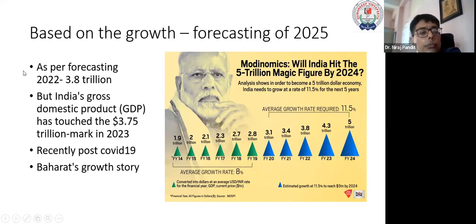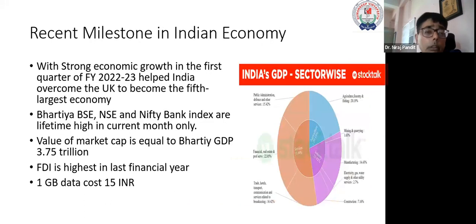So now see the current forecast in 2022: 3.8 trillion, but India's gross domestic product touched the 3.75 trillion mark in 2023. So we are almost 1 year late. Recently, post-COVID, there are many issues going on. Because of COVID, we lost many things and our story has changed. But still India's growth story is continuously going on.